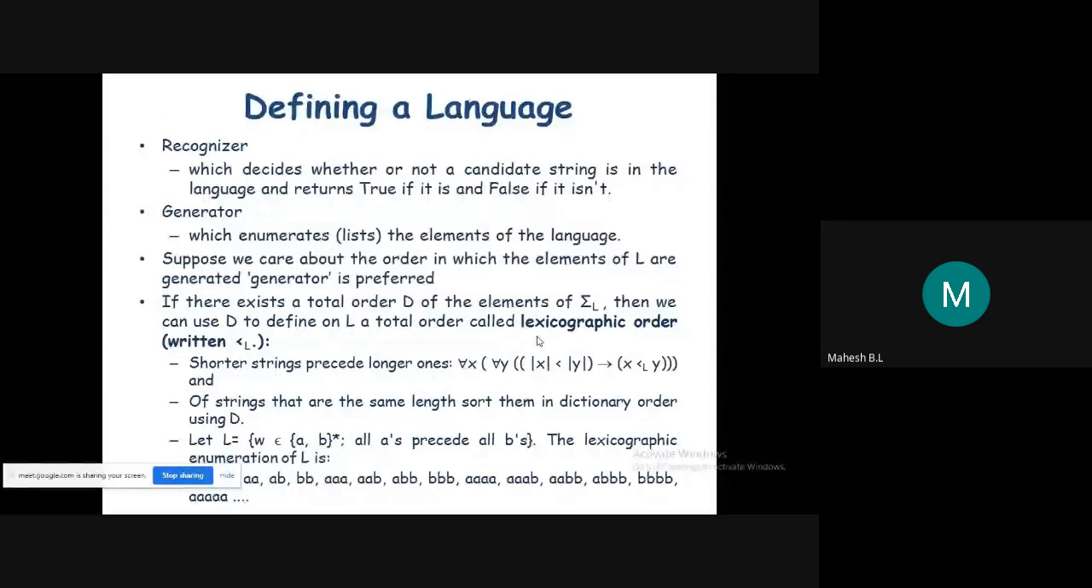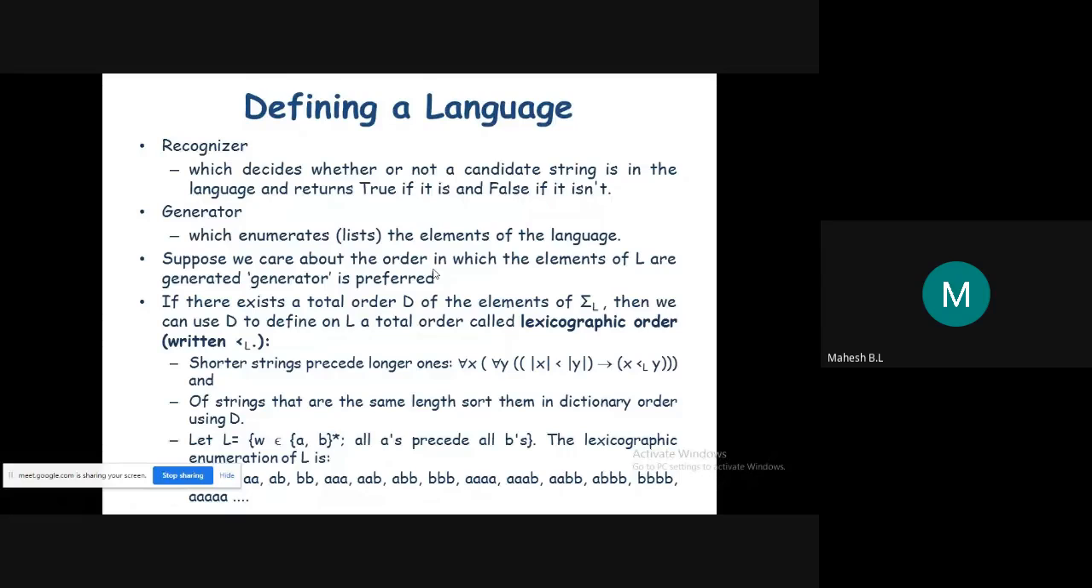Okay. So now, in today's session, we are going to discuss more about language. So, defining a language. So, language is a recognizer, which decides whether or not a candidate string is in the language and returns true if it is and false if it is not. So, language decides whether a string belongs to the language or not. Then generator. So language is also a generator which enumerates the elements of the language.